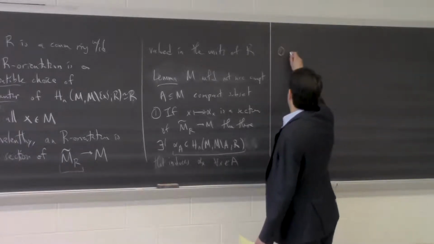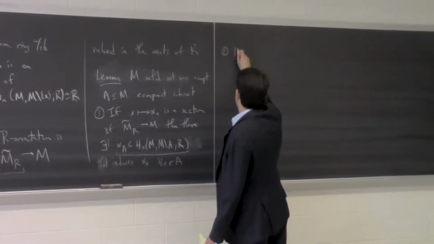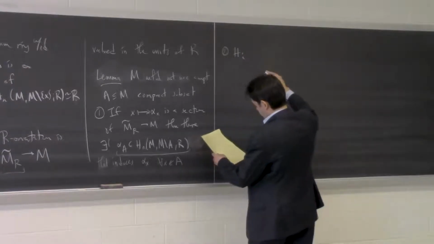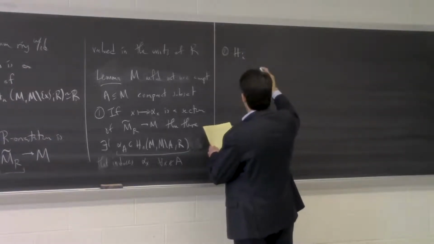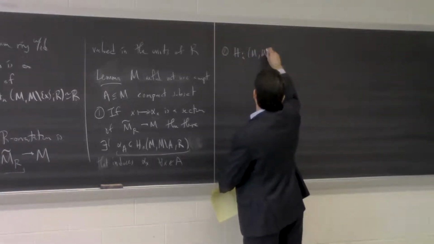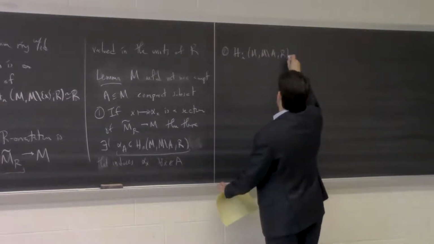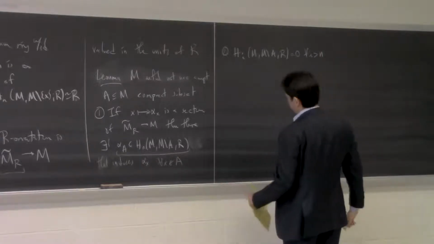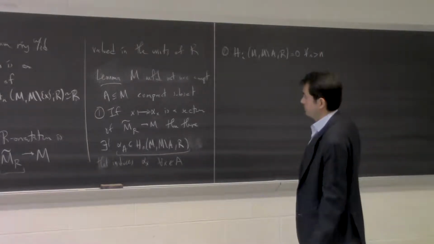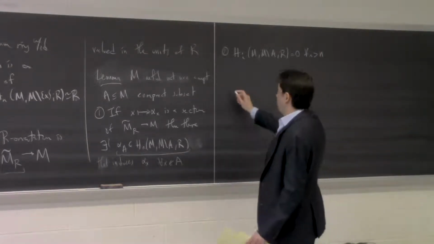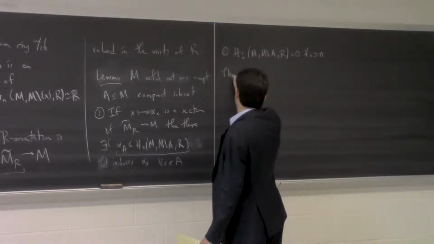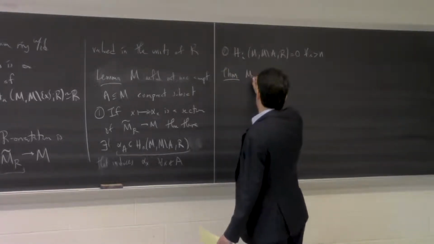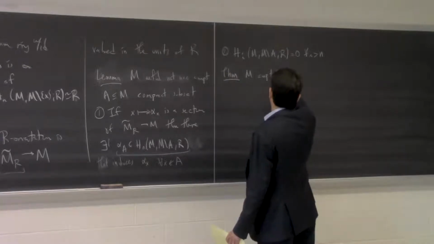So that's part one. Part two of the lemma says that H_i of M minus A, with coefficients in R, is equal to 0 if i is greater than n. Okay, so that's the lemma. And with that lemma, we're proving the following theorem for M compact and connected.